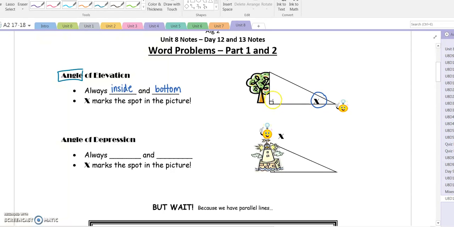Obviously it's not going to be our right angle, but it'll be your other angle that's at the bottom, inside your triangle. The angle of depression, still an angle, but depression, the idea to get is that it's going down, as if you looked straight ahead and then looked down. It's that angle. This angle will always be outside of your triangle and on the top. And you can see it in this picture right here. It's this angle right there.